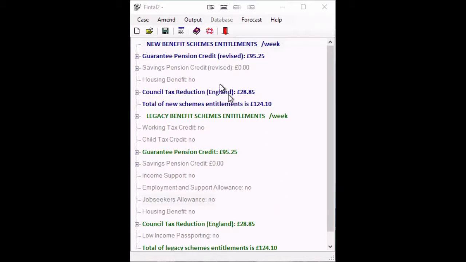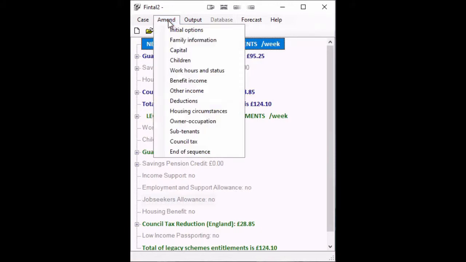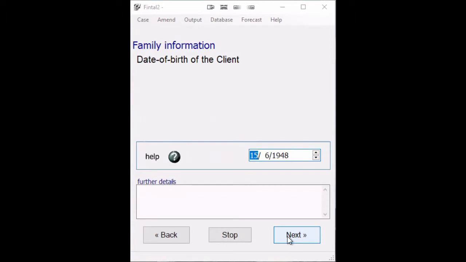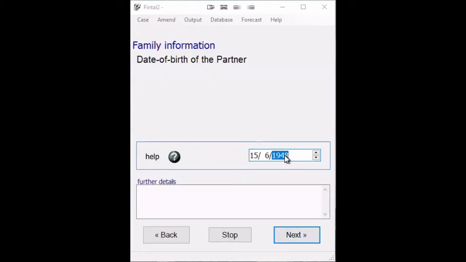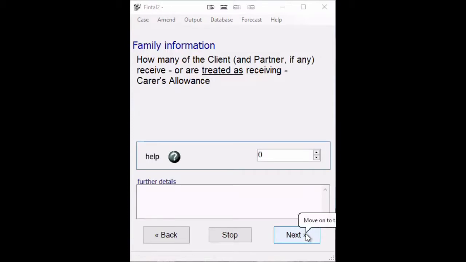Let's first of all amend these couples' ages by choosing Change Family Information and change their dates of birth to 1955, and the same for the partner, so that they're both under pension age. You notice that there are additional questions being asked that are relevant because of that age change. I'm leaving them all at their default of no.